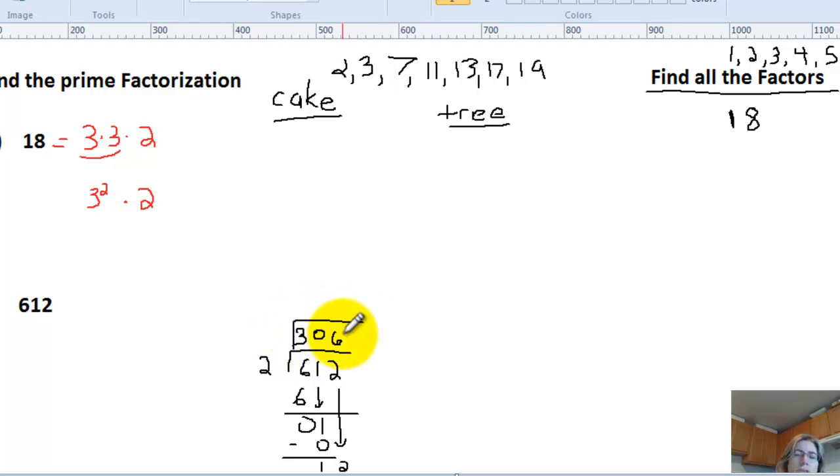We look at the number 306. We look at our first prime number available. Does 2 go into 306? Yes, it does. Well, I can think, what's half of 306? It's 153. And the little trick I did is I said, what's half of 30? That's 15. What's half of 6? That's 3. So 153. Now it's a different number. It's not even, so 2 is not going to go into this next number.